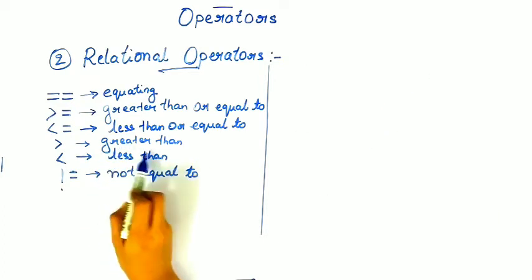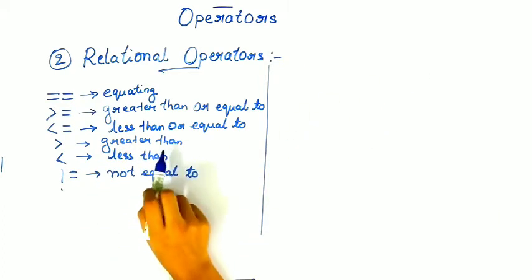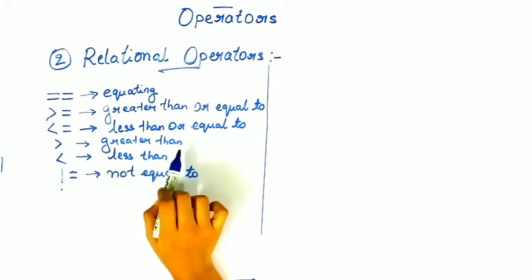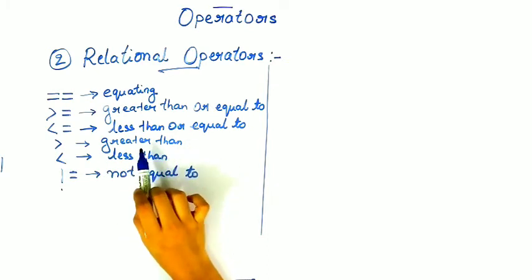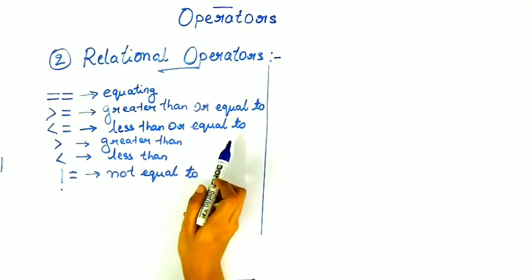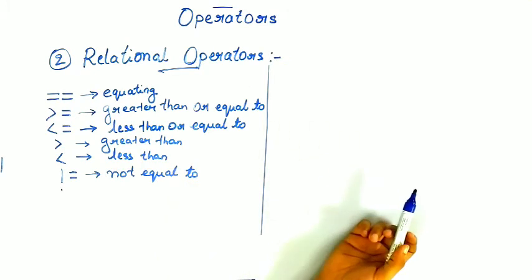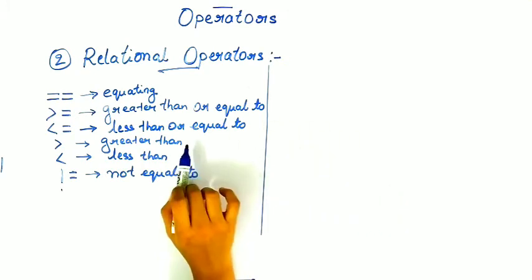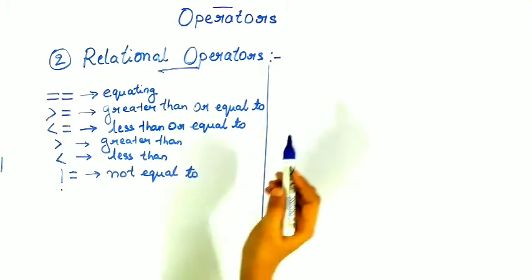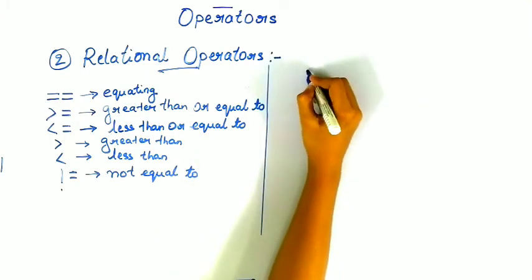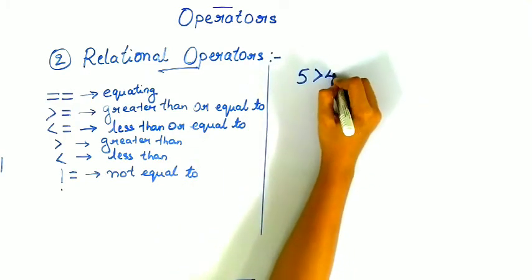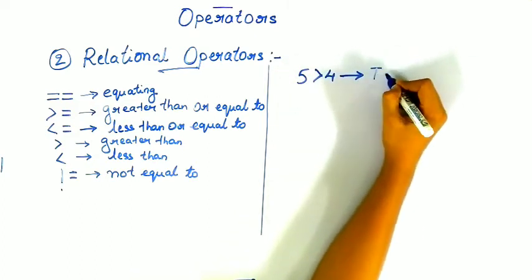Now comes the greater than operator. The greater than operator will compare the two numbers, and if the number being compared is greater than the other number, then it will return the value as true, else false. Like 5 is greater than 4, therefore a true will be returned.